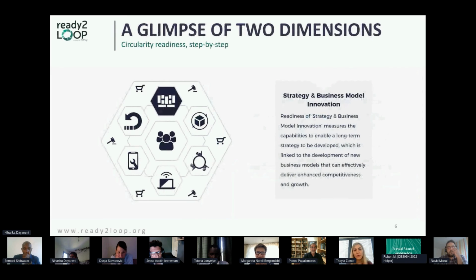Here's just an example of one of the dimensions. For example, the strategy and business model innovation dimension. It measures the readiness. It's related to the capabilities to enable, for example, a long-term strategy to be developed in alignment with circular economy principles. Can you go to the next one, please?